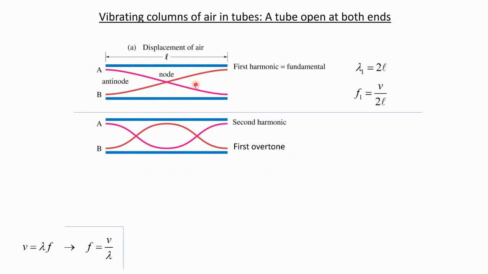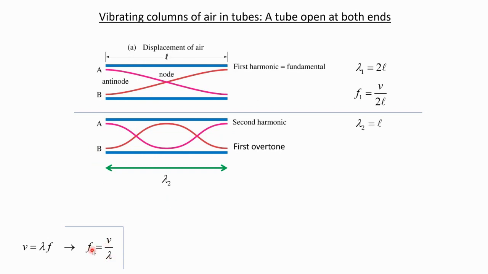The next thing you could do, just like on the string, is set it up so that you've got 2 nodes inside this open tube. So here the molecules are moving in and out. Here they're stationary. Here they're moving in and out anti-synchronously to the ones out here. Here they're stationary. And then here this one is synchronized with the molecules over there. When this molecule moves out, this molecule moves to the left, moves in. So these molecules are synchronized with those. And you can see that you have one entire wavelength inside of the tube. So the wavelength is just equal to the length of the tube.